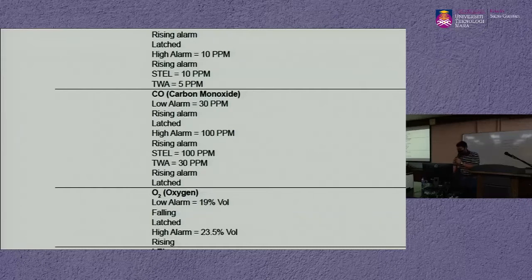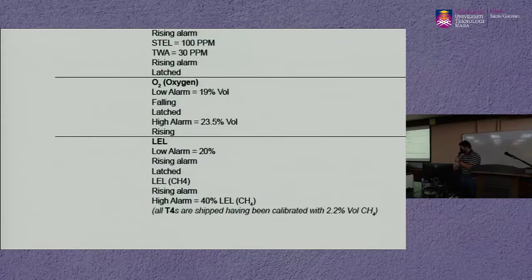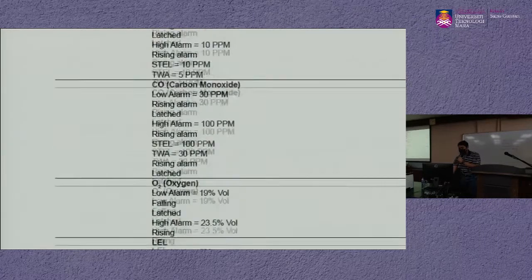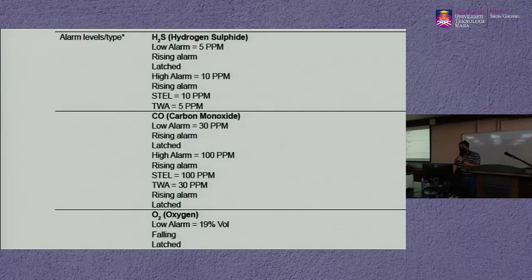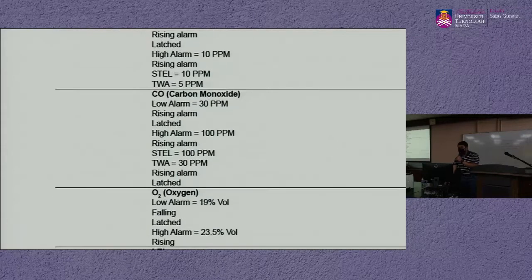Okay, so in terms of O2, low alarm is about 19% volume, and the high alarm is 23.5% volume. Okay, in terms of LEL it is 20%, and LEL is usually CH4. High alarm is 40% LEL CH4. All T4s shipped have been calibrated with 2.2% volume of CH4. So these are the 4 sensors on our unit, and the alarm types set are low, high, STEL and also TWA.